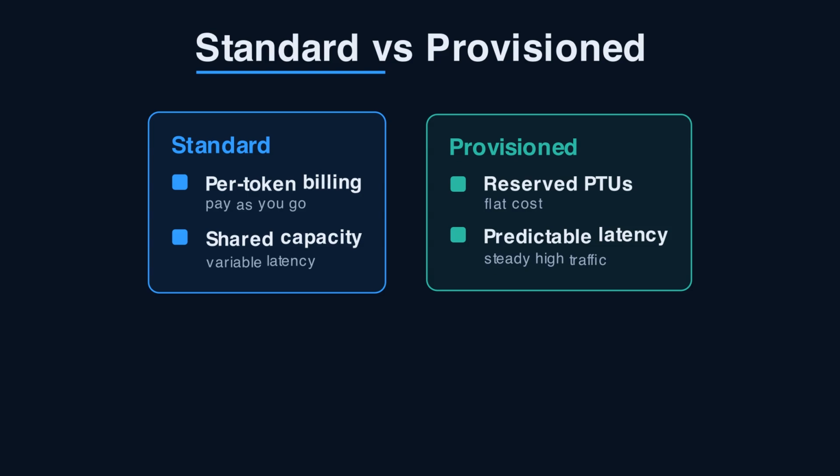As a rule of thumb, start on standard, measure your sustained tokens per minute and latency needs, and only move to provisioned once traffic is steady and high enough to justify the reservation. There's also a global versus regional flavor that trades data residency for broader capacity. So confirm current pricing and options in the docs.